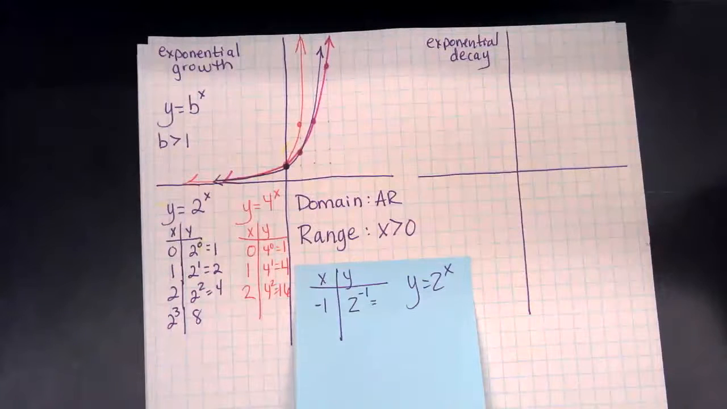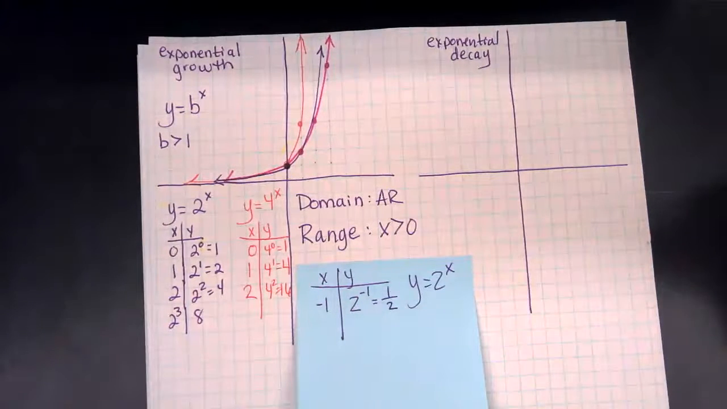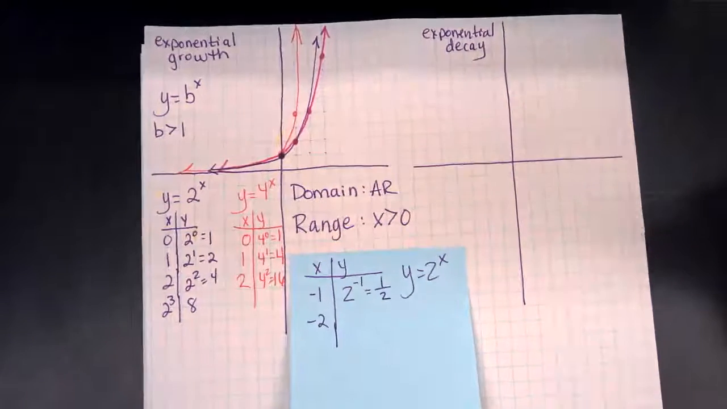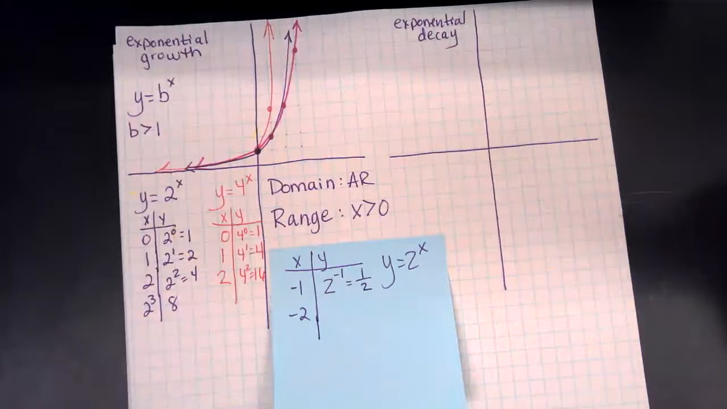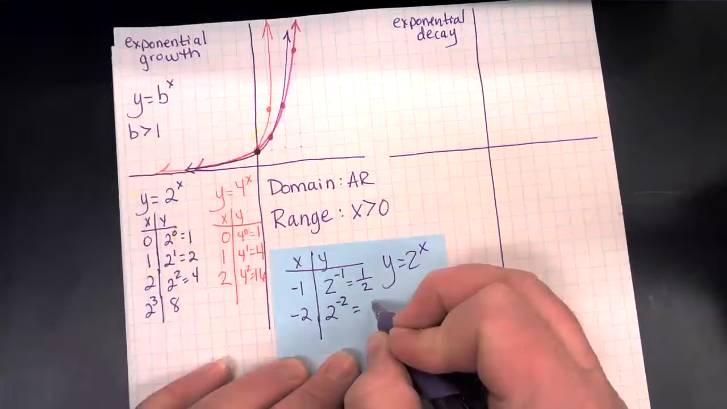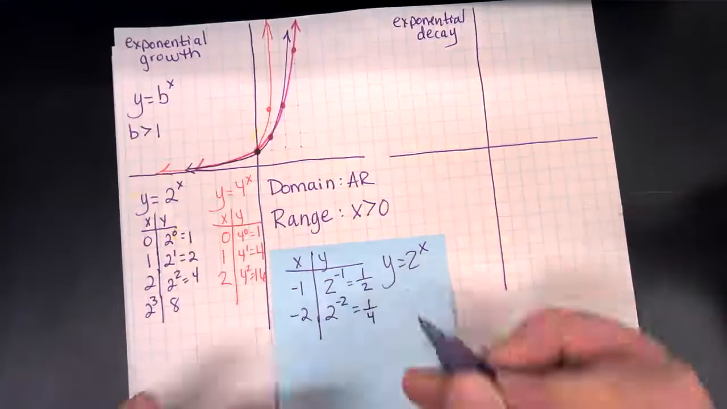Any guesses? 2 to the negative first, what happens? To the negative first, come on now. 0.5. So I go 1/2. Oh, okay. Well, I'm gonna try -2. That's gonna give me a negative, right? What's 2 to the -2? Oh, wait. 0.25. Yes, 1/4.